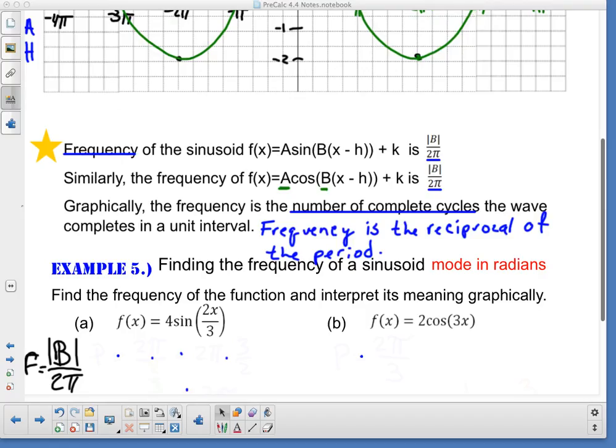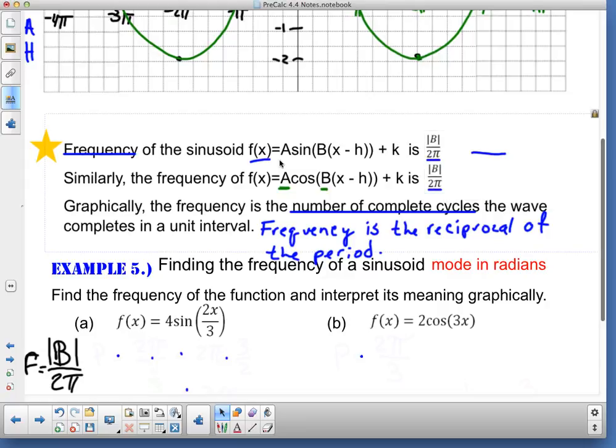Now, our next topic is frequency. The frequency of the sinusoids is directly related to period, and the frequency is the reciprocal of period. So whether it's sine or cosine, our frequency is the absolute value of b over 2 pi. 2 pi being the wavelength, or period length, and the absolute value of b, remember, comes from right here. This value inside, and we have to have 1 in front of x to be able to read this properly.